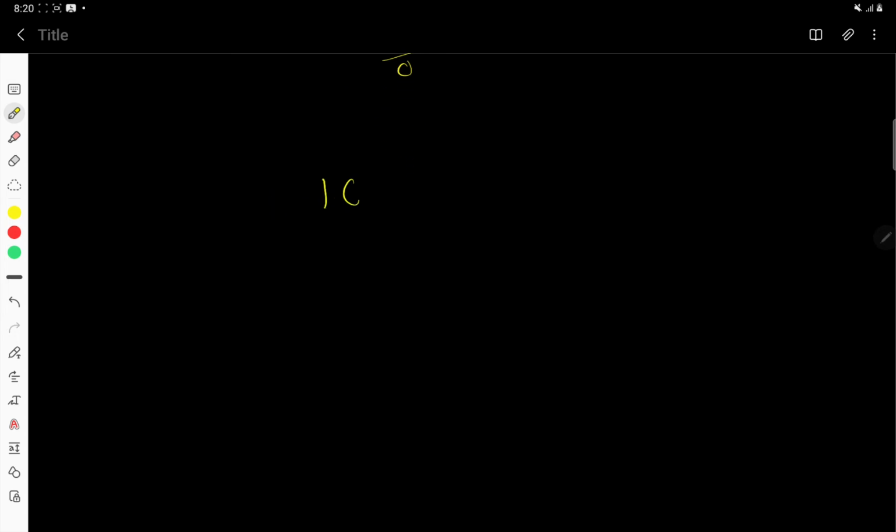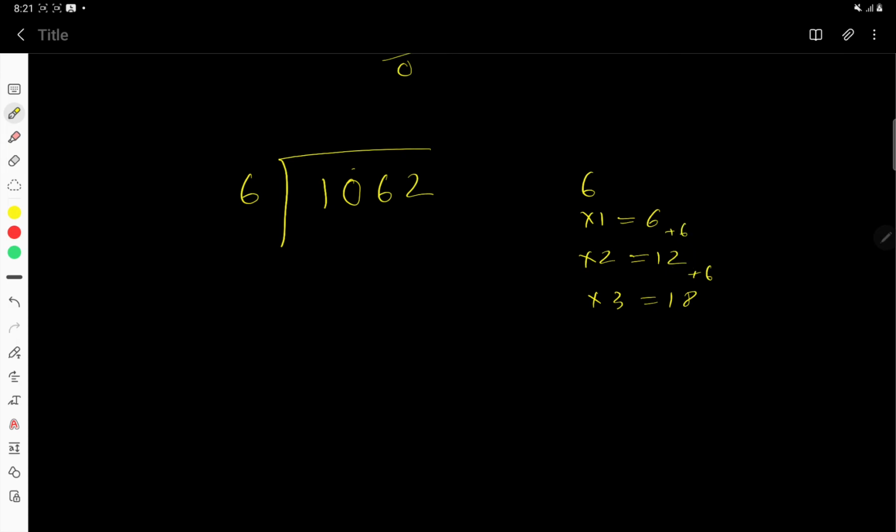How to divide this number by 6? Okay, 6, 1 is small. So you can consider up to the second digit. So 6 goes into 10 how many times? 6 times 1, 6, 2, 12. Just add 6 with this 6. 6 times 3, 18. Just add 6, you will get this, right?